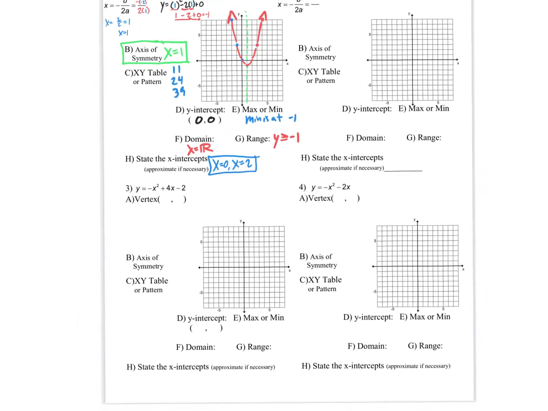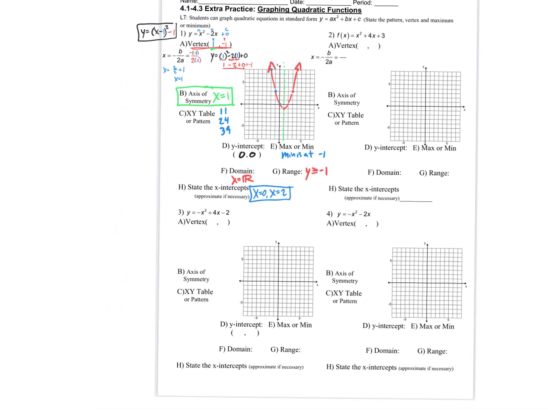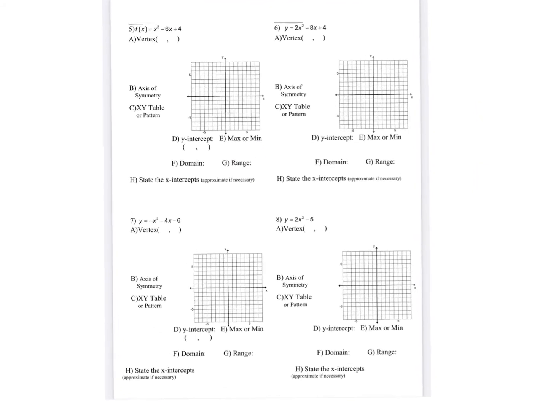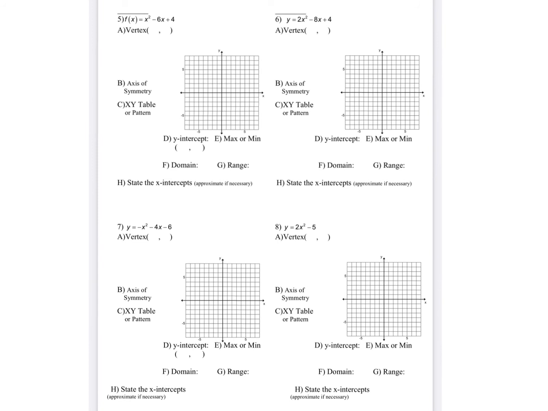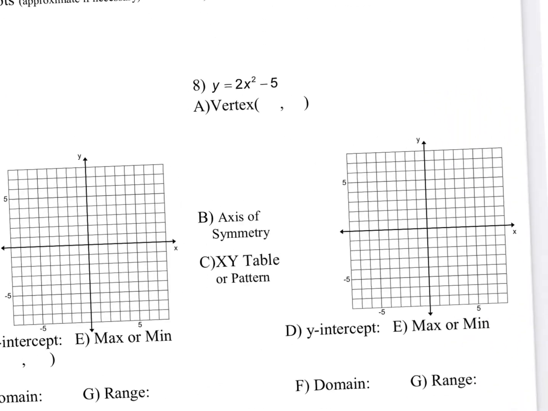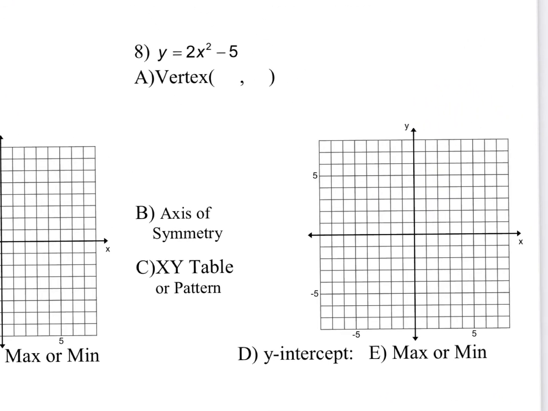Should we do another one right here on the front page, or should we jump to the back page where we have a value of 2? Back page. I don't know, do you guys want to look at number 6 or number 8, or what do you guys think? Or 7 or 5, I don't care. You want to do number 8? Okay. So how would we find the vertex on number 8?